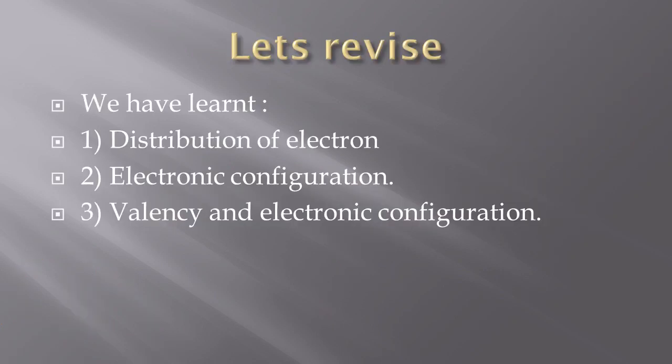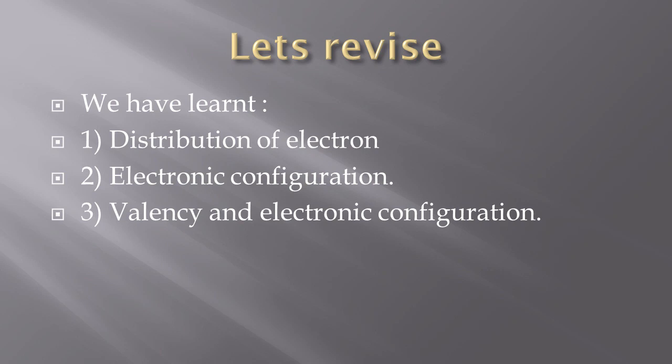So students, let's revise what we have done in our previous session. We have learned about distribution of electrons. Now what is the distribution of electrons? Distribution of electrons means that according to the capacity of the shell, electrons are distributed in each shell like K, L, M, N. So in the K shell there will be two electrons.